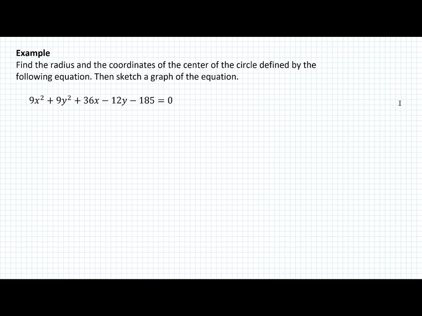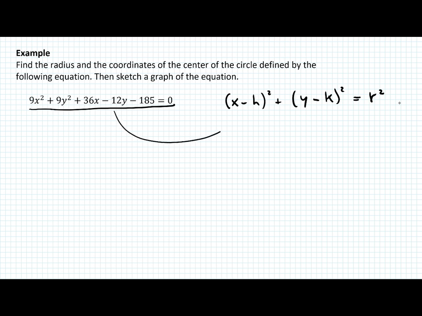But wait a second, this does not even look like the equation of a circle, because the equation of a circle should look like this, right? (x minus h) squared plus (y minus k) squared, and that is equal to the radius squared. Well, there's something we can do here. We can actually get this equation and somehow change it to this format by completing the square. So that's why it is important to know how to complete the square here.